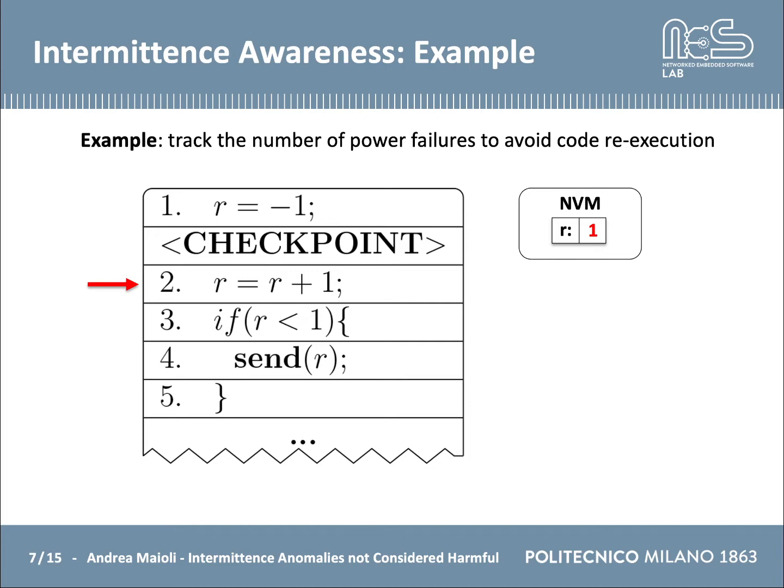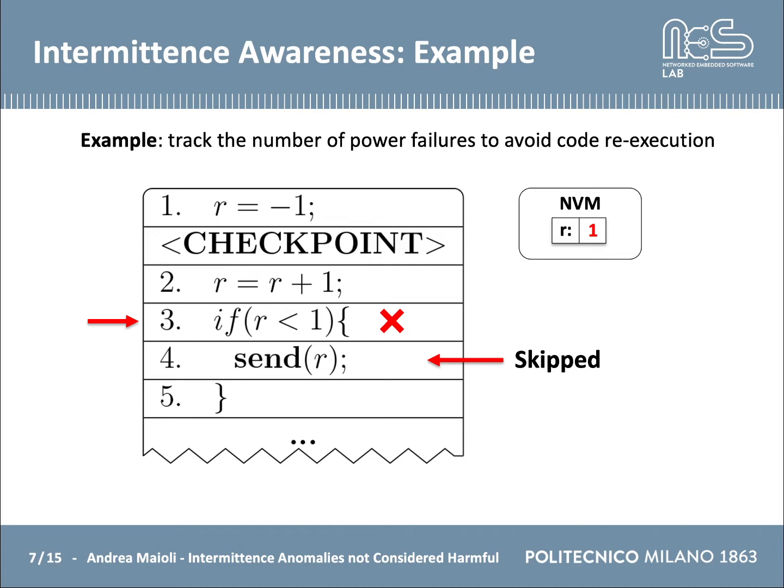Note that here we have an intermittence anomaly. However, we are allowing its occurrence so as to enable r to track the number of power failures occurred since the checkpoint. Then we execute line 3. Contrary to the previous power cycle, the if condition now evaluates to false as r is no longer lower than 1. Thus, we skip the re-execution of line 4, and we avoid signaling the same information another time.